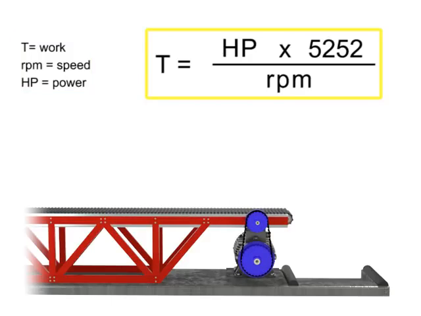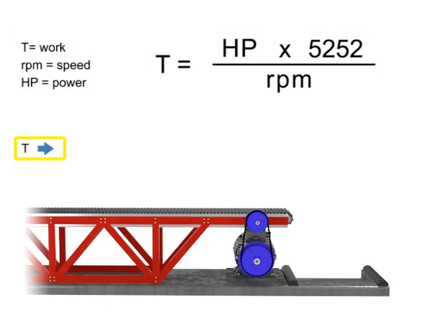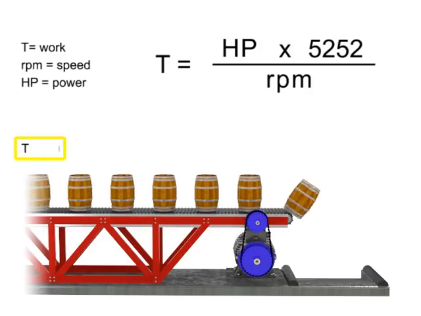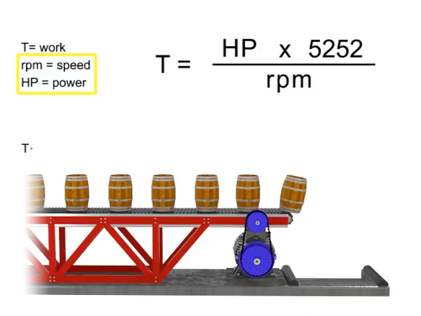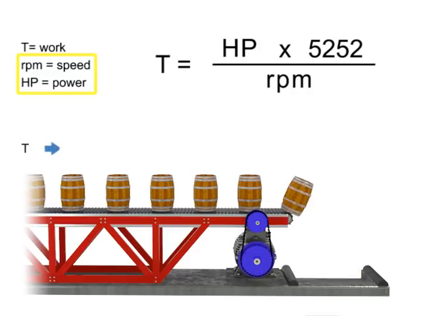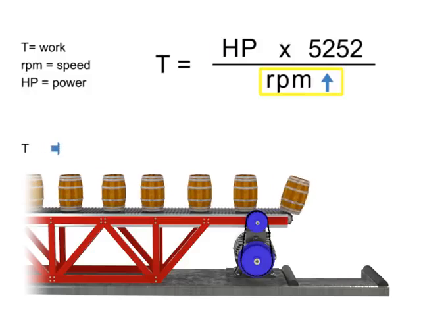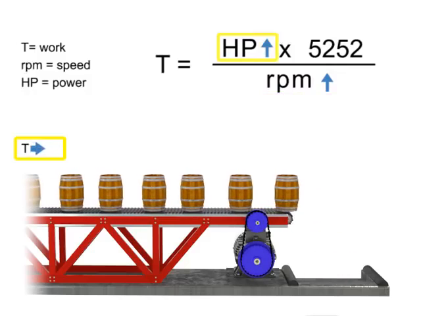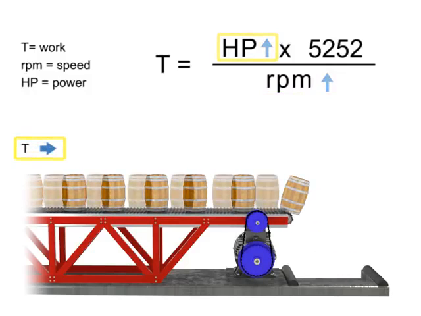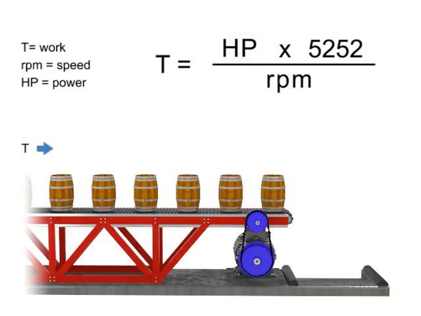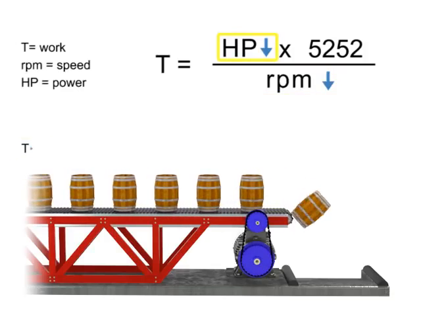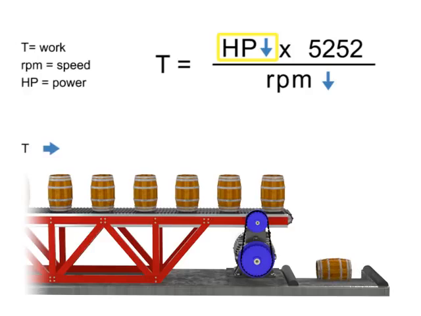The work accomplished here, the torque, is represented by the weight moving along the conveyor. If torque remains constant, speed and horsepower are proportional. As the speed or RPM increases, horsepower increases to maintain constant torque. If speed decreases, horsepower decreases to maintain constant torque.